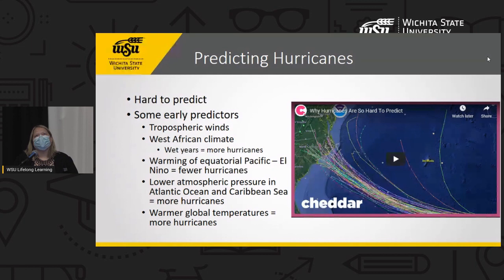2005 was the warmest year ever on record in human history. And that was also the year with the most hurricanes. And so here's a little clip that explains why it's still so hard to predict hurricanes accurately.